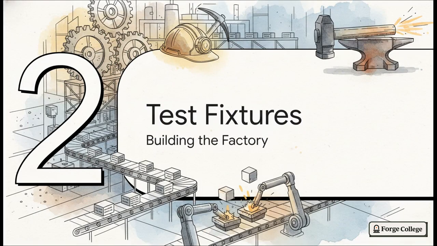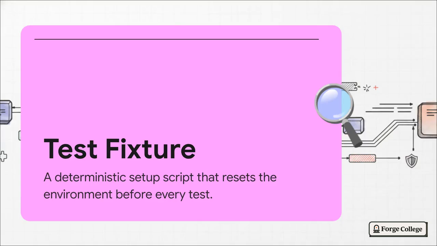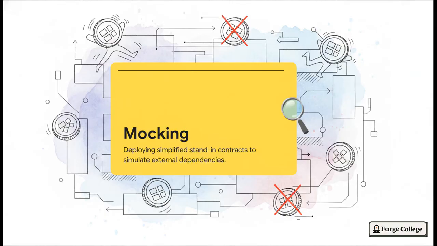Moving on to Section 2, setting up test fixtures. Okay, we're entering the rising action of our development cycle here. This is where we actually build out our testing factory using frameworks like Hardhat or Foundry. Now, think of a test fixture as a pristine, freshly swept factory floor before every single individual test. It's basically a deterministic setup script that completely resets your environment. We use these inside our beforeEach hooks to deploy minimal proxy and implementation contracts. This keeps our tests completely isolated, blindingly fast, and most importantly, totally free from that annoying environmental flakiness that causes false failures.